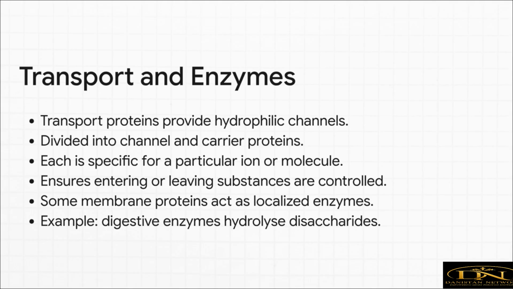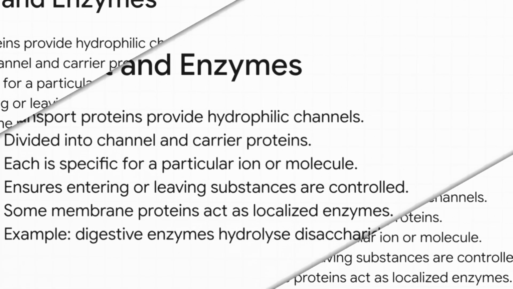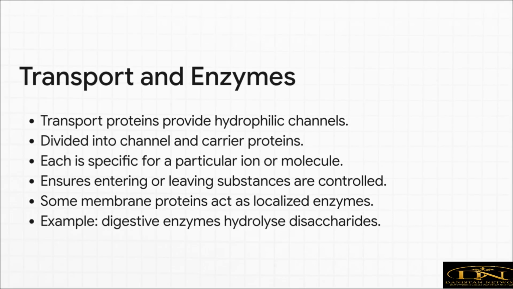These are broadly divided into channel proteins, which act like tiny tunnels, and carrier proteins, which actually change shape to move molecules across. So the crucial point is their strict specificity. Each transport protein acts like an elite VIP bouncer that only lets one exact type of ion or molecule through, ensuring tight control. On top of that, some membrane proteins act locally as enzymes, like the digestive enzymes right on the lining of your small intestine that hydrolyze passing disaccharides.